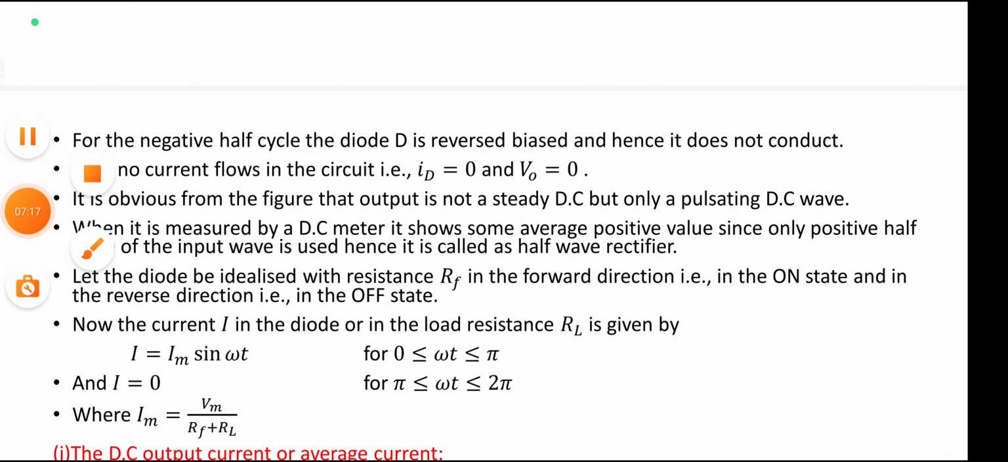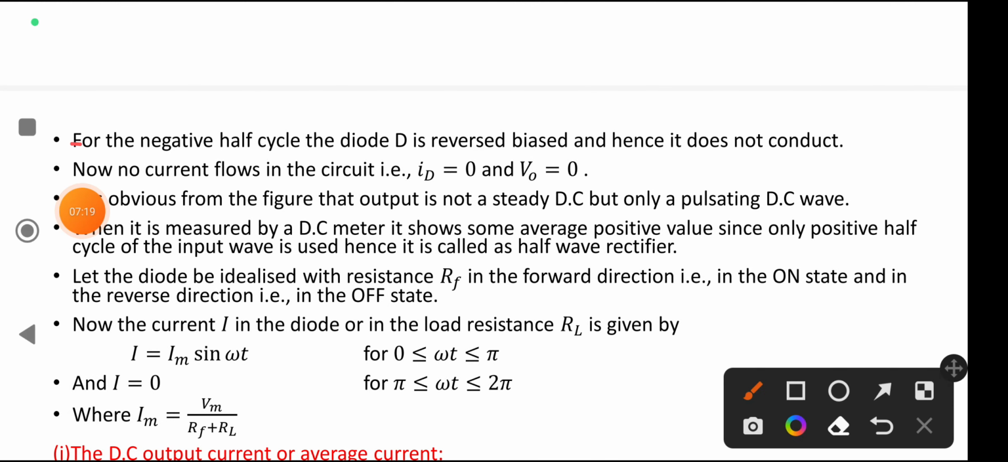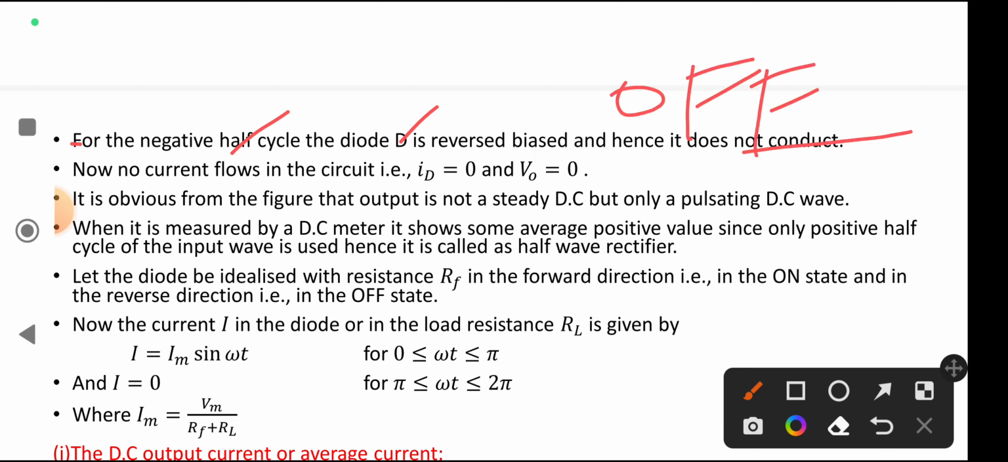Next, for the negative half cycle, the diode D is reverse biased and hence it does not conduct. In reverse bias, it acts as an off state. So that means it cannot allow any current. Now no current flows in the circuit. So ID is equal to 0, then VO is equal to 0. ID means diode current or load current. So when load current is 0 or diode current is 0, you cannot get any output. So output voltage is 0.